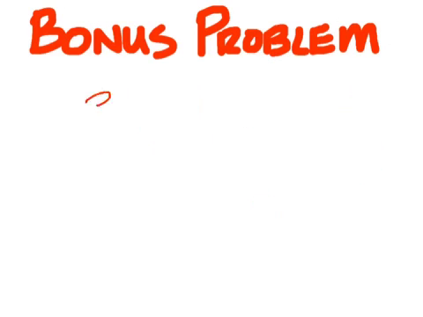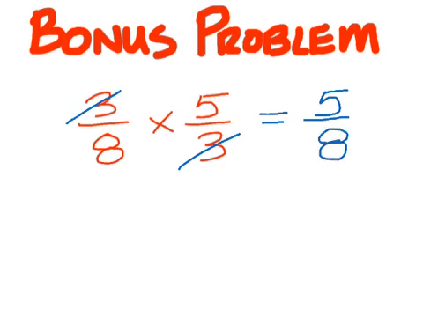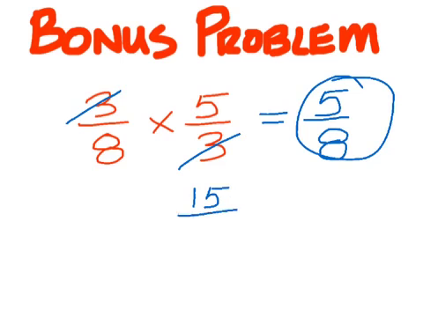Bonus problem. 3 over 8 times 5 over 3. Here's a trick you can use on some of these multiplication problems. If you have the same number diagonally, they can cancel out. And you're left with 5 over 8. Or if you multiply straight across and get 15 over 24, then you can still divide both by 3 and come up with 5 over 8.